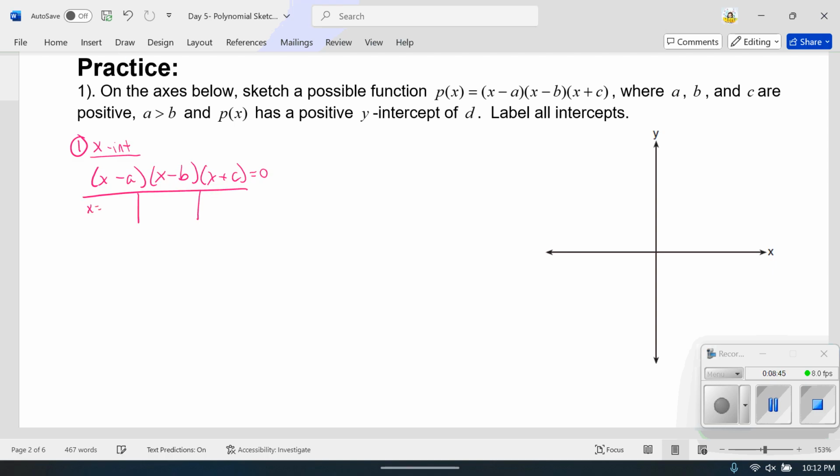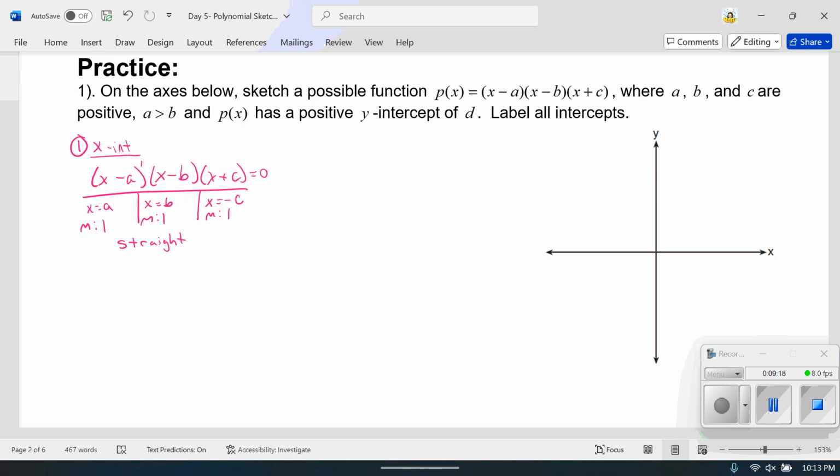And you're going to get x equals a. It happened one time. How do I know it happened one time? I only see x minus a once because there's an exponent of 1 up top. x equals b happened one time. x equals negative c happened one time. So all of these are straight through.